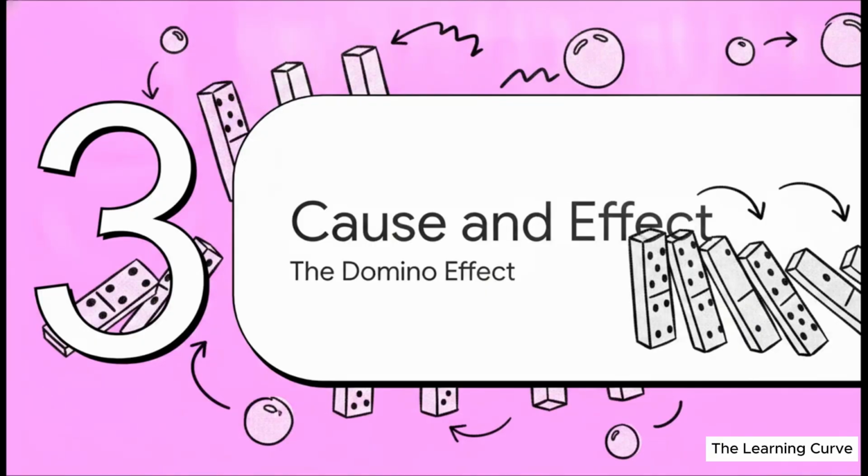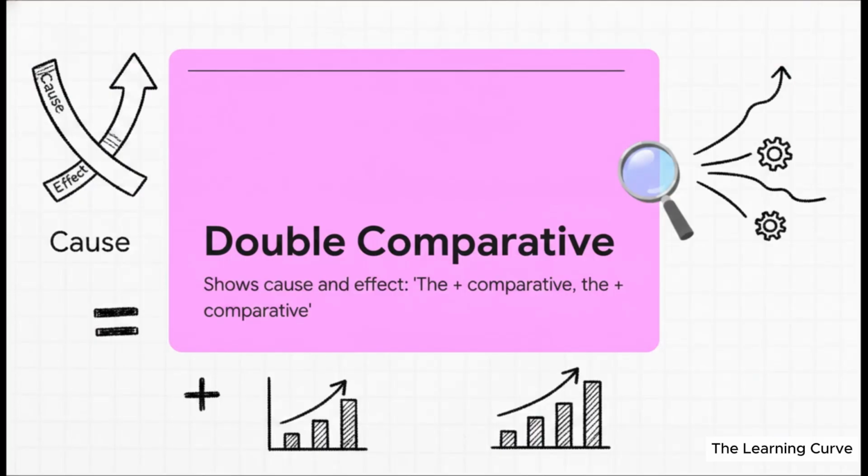Section 3, the cause and effect. This is what we call the domino effect. Up until now, we've basically just looked at static comparisons. But what happens when an action in one part of your sentence actively triggers a change in another part? Enter the double comparative. This is such an elegant structure for showing cause and effect, and it operates almost exactly like a mathematical formula. You take the word the, add a comparative, and then for the second half of the sentence, you just repeat the pattern, the plus another comparative.